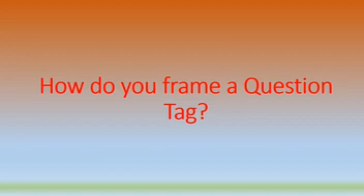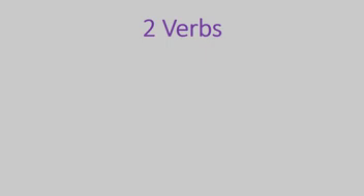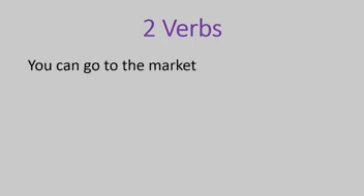Now comes the very important part of this lesson. How do you frame a question tag? If there are two verbs in a statement, for example, you can go to the market, right? This is a statement. If you put a full stop after market, then it makes complete sense on its own. Now, if we are to turn the statement into a question using a question tag, what do we do?